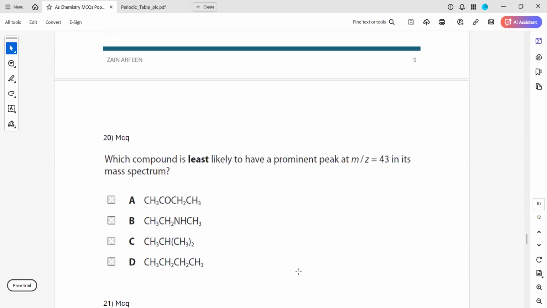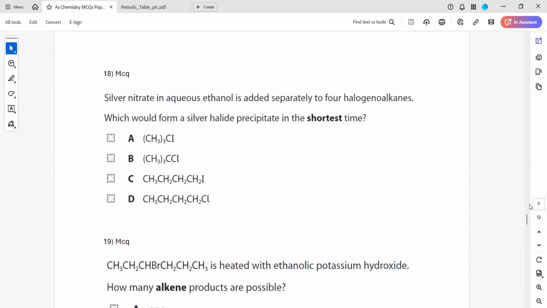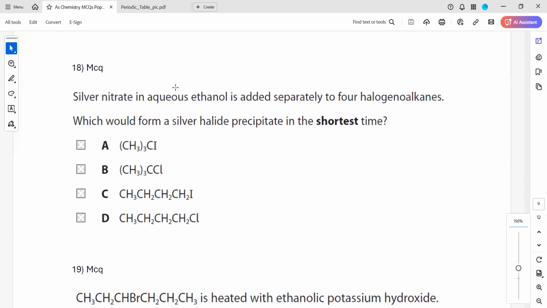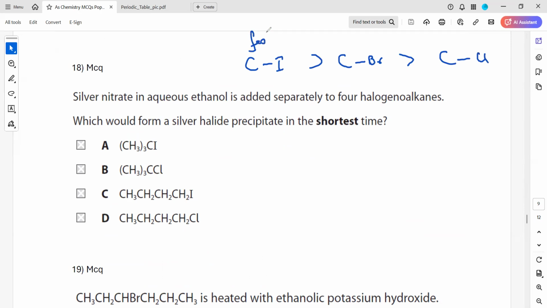Question 18. In question 18, we need to find which silver halide will take the shortest time. Remember, the carbon iodine bond will break much faster as compared to the carbon bromine bond, and the carbon bromine bond will break much faster than the carbon chlorine bond. So this will be the fastest and this will be the slowest. So we check the options. It cannot be these two because the carbon chlorine bond is there. So either A or C can be the answer.